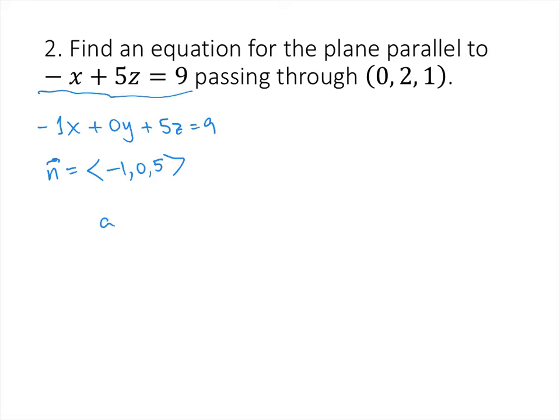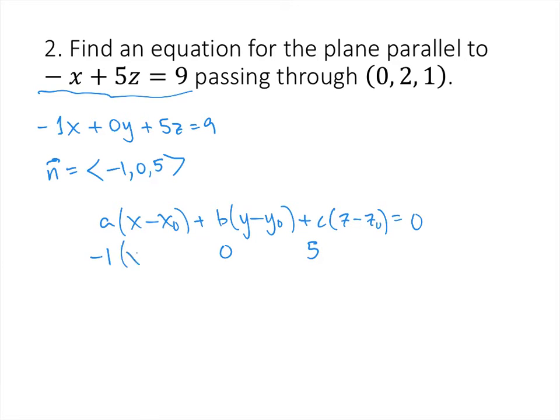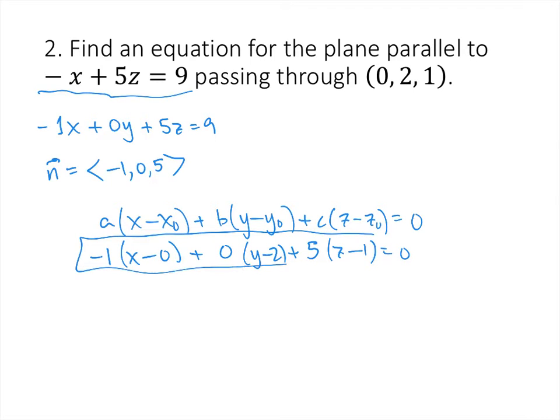So again, our formula for the equation of a plane is a times x minus x0 plus b times y minus y0 plus c times z minus z0 equals 0. Our normal vector is negative 1, 0, 5. Our point is 0, 2, and 1. And so that is our equation. And this time I'll leave it like that, but again, we could multiply it out and simplify it if we wanted to.